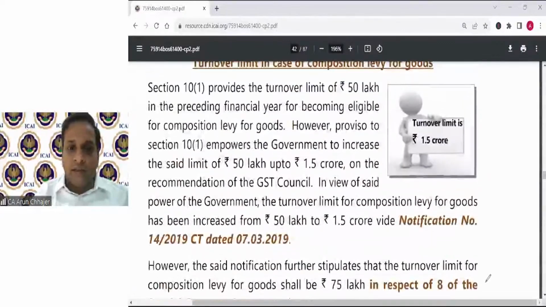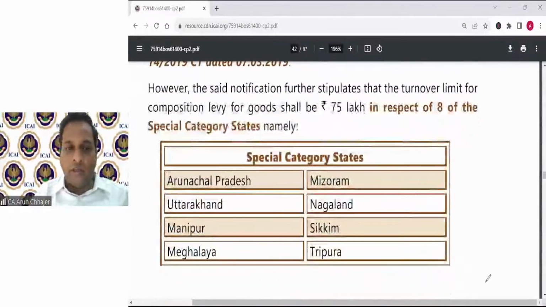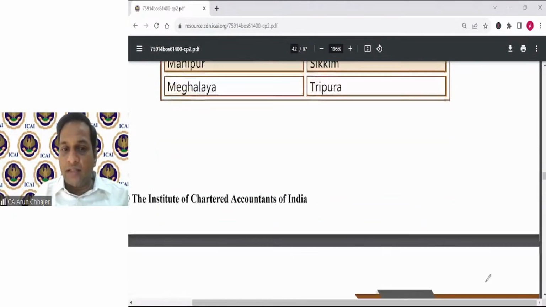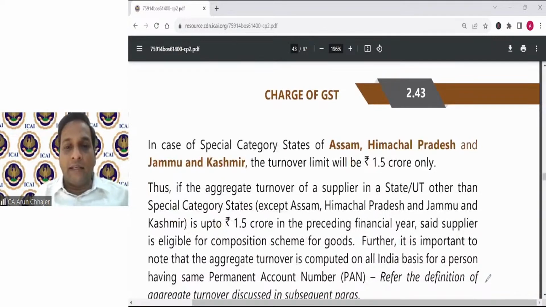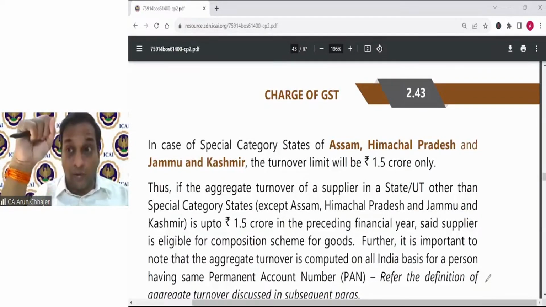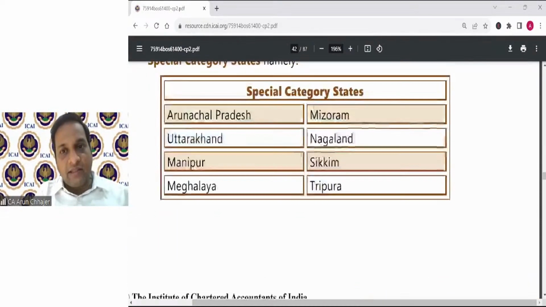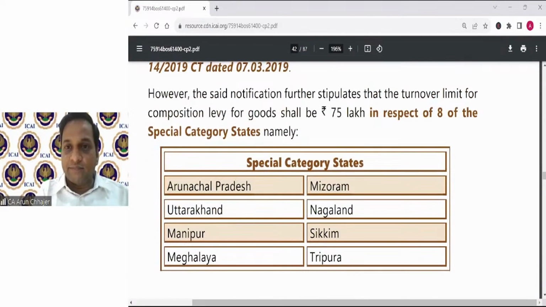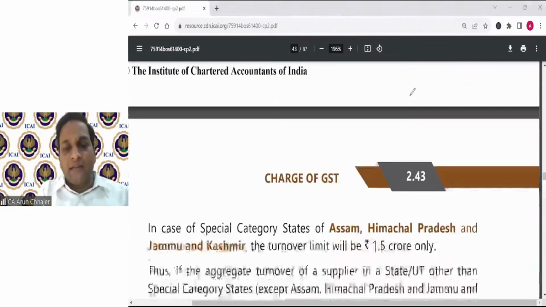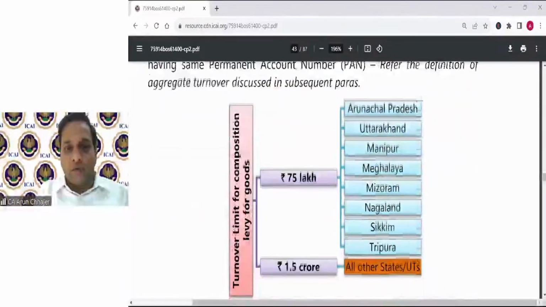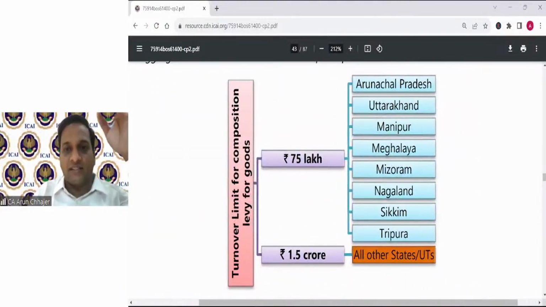So that limit was increased from 50 lakhs to 1.5 crore by notification, except for special category states. So Arunachal, Uttarakhand, Manipur, Meghalaya, Mizoram, Nagaland, Sikkim, Tripura, these 8 special category states have the limit of 75 lakhs. There are a total of 11, so Assam, Himachal and Jammu and Kashmir will continue to have the upper threshold limit of 1.5 crore. I hope this chart is clear. Please confirm.